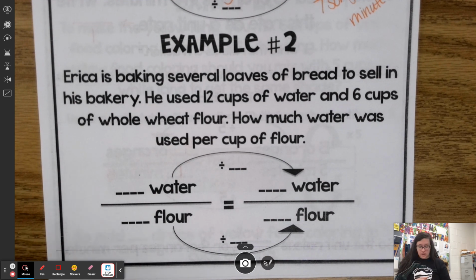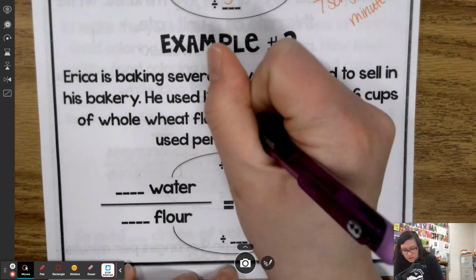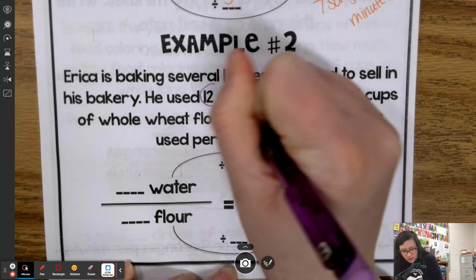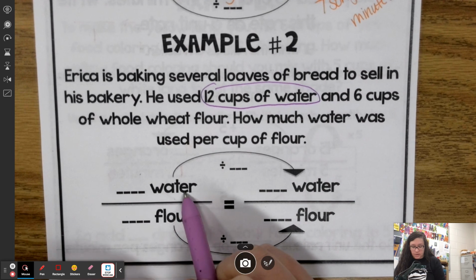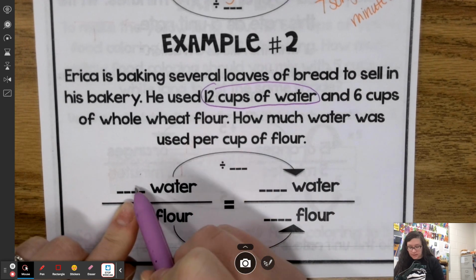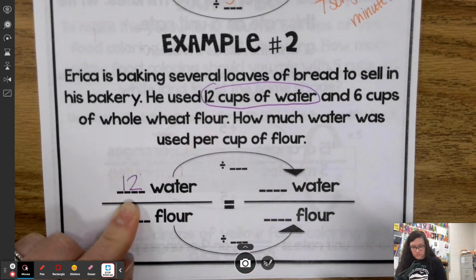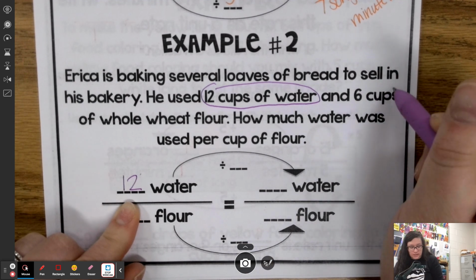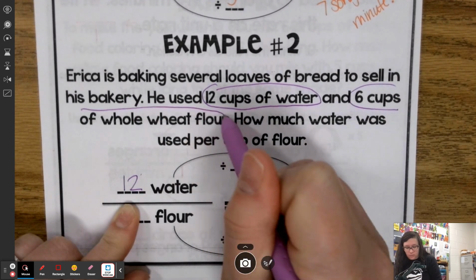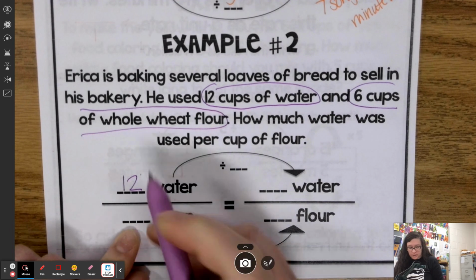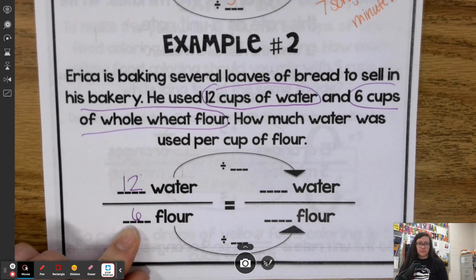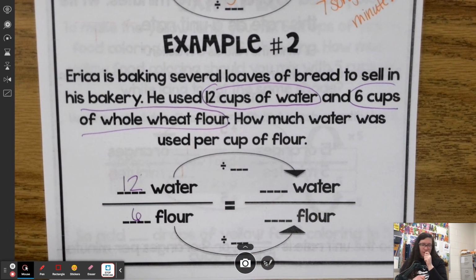Hopefully, in reading, you guys were able to see that there were 12 cups of water. My water number is in my numerator, so I need to plug the 12 in there. And then it was 6 cups of whole wheat flour. Flour number is on the bottom. That's like flour you cook with, not the flour you smell.